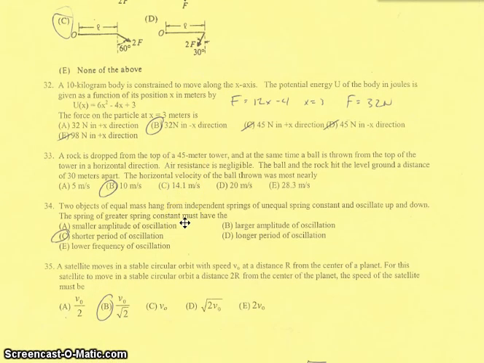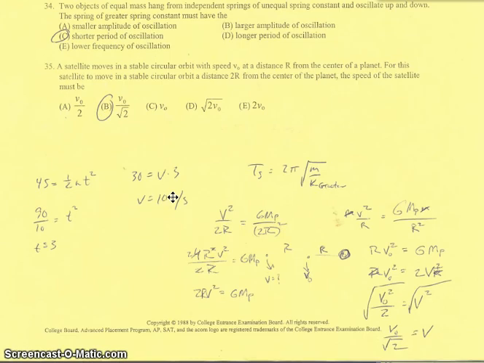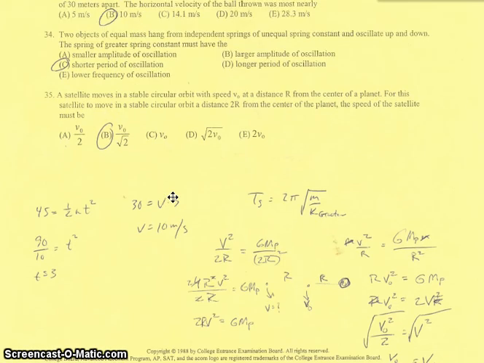Number 33, we've got a rock dropping from the tower, and we're looking at how fast it is going when it hits the ground. Oh, I gotta go down here to look at where my work is. Okay, so my 45 was here, and then I figured out the amount of time. It was 3 seconds. 3 seconds times that gave me a velocity. Kinematic problem, wasn't too bad.